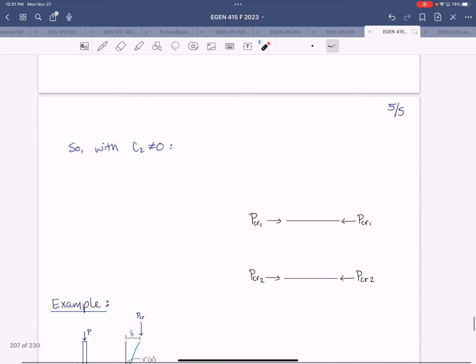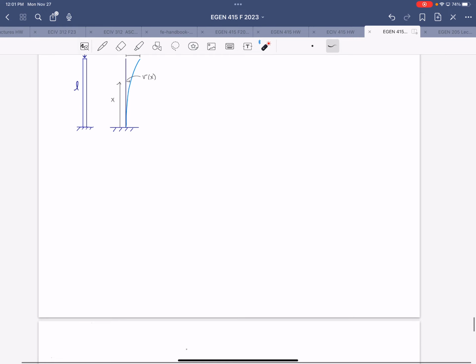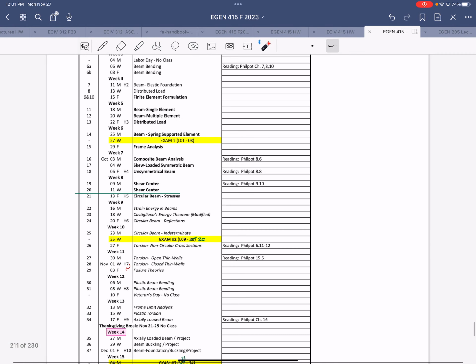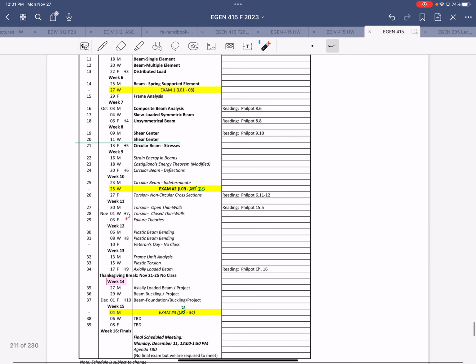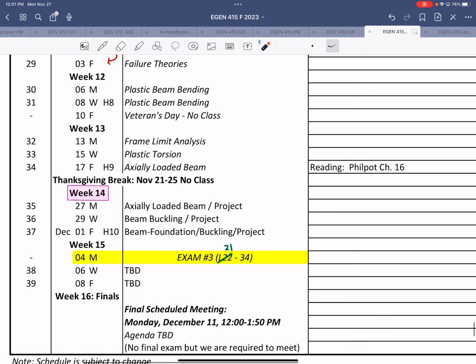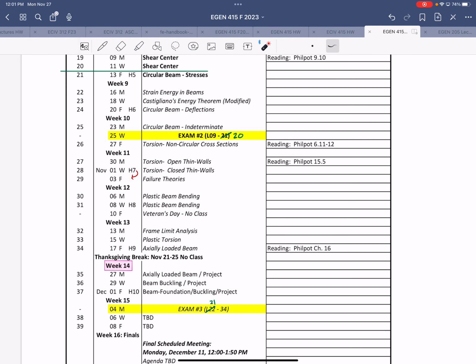Topics are from, I think, lecture 21 or 20, 21. 22. Yeah, I remember, because I changed it. So that was circular beam stresses, right? We did not include that on exam 2, so that will be within the scope of exam 3, all the way through the current lecture, axially loaded beams.